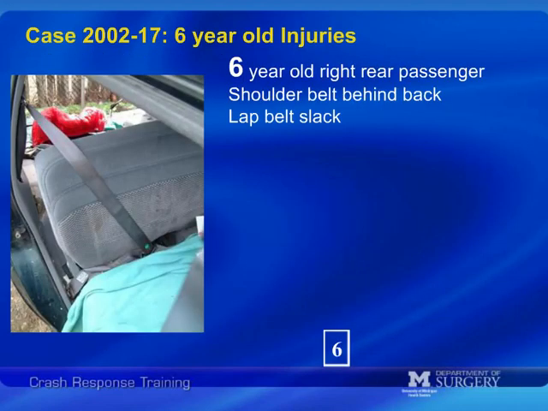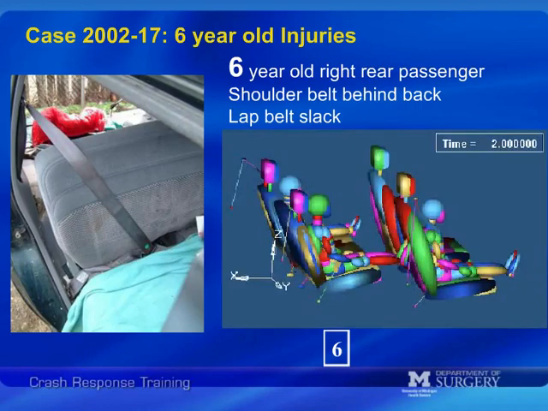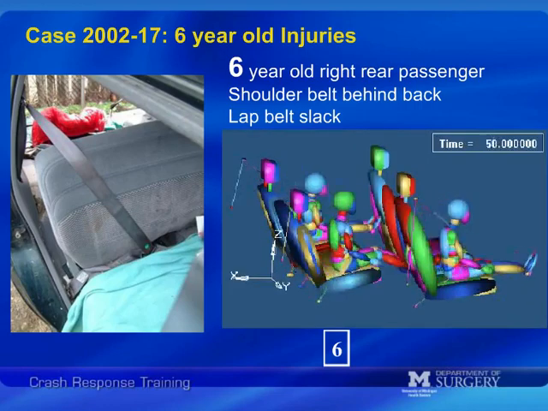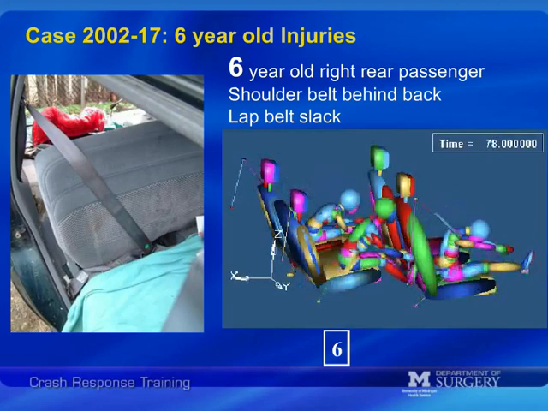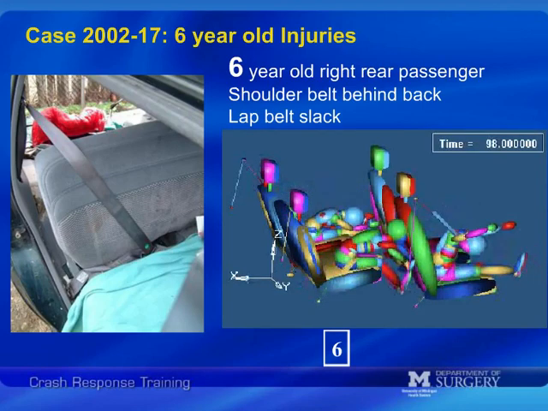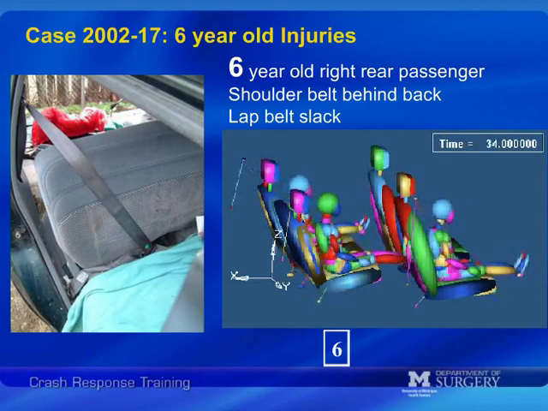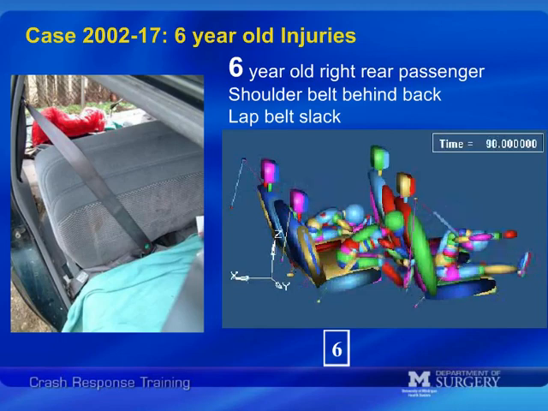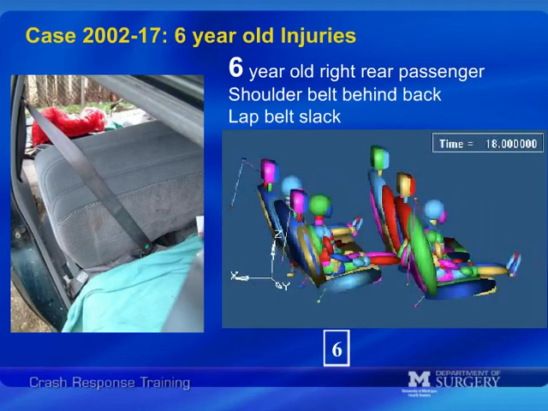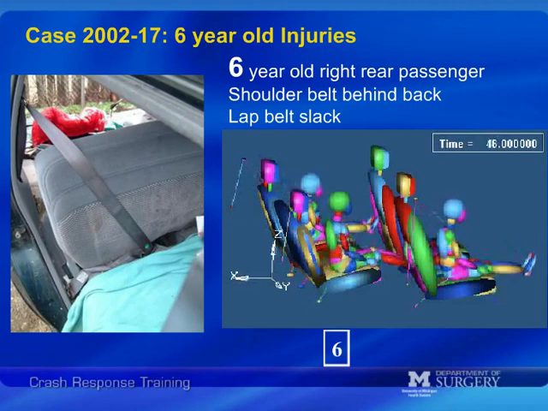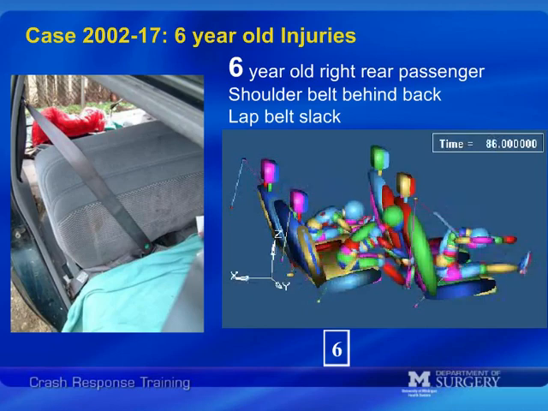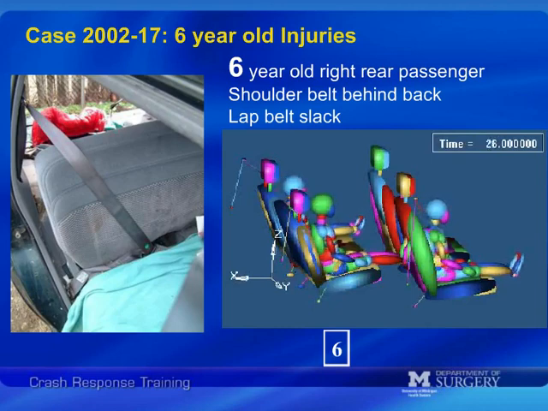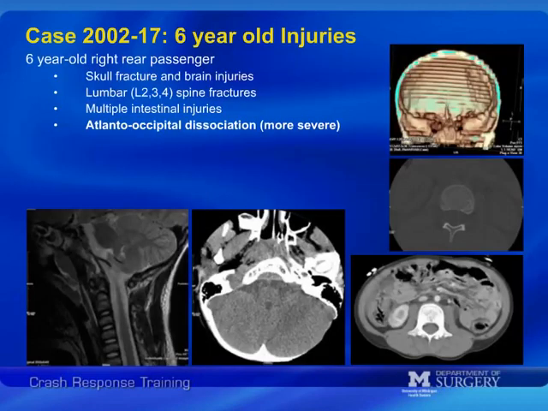So let's take a look at what happened to the 6-year-old right rear passenger. This child had shoulder belts behind the back, and the lap belt was slack as the child was slouching down. You can see here in the model with the video that the child goes forward and indeed ends up striking the back of the front passenger seat. The result was that this child sustained skull fractures and brain injuries.